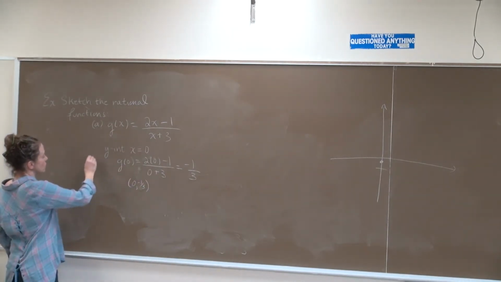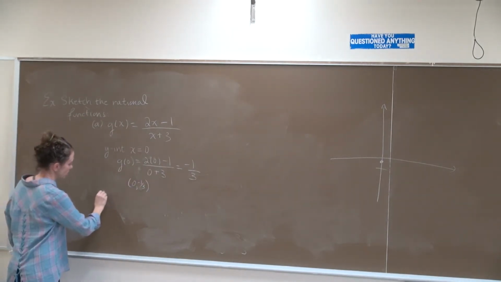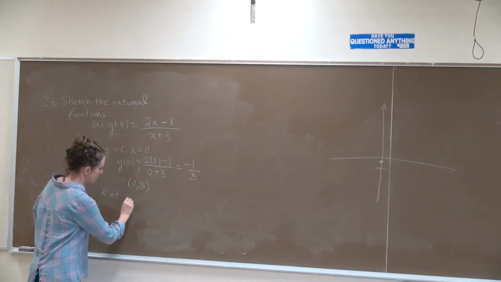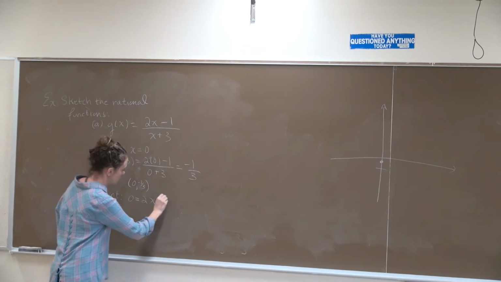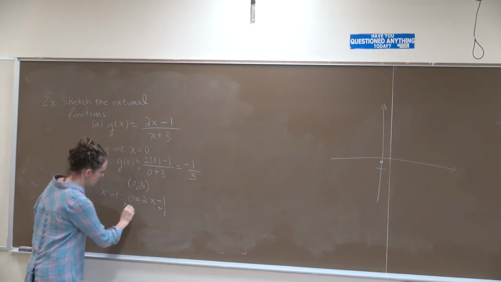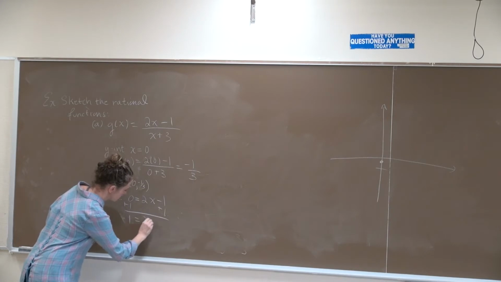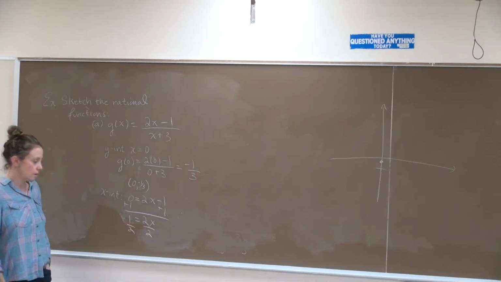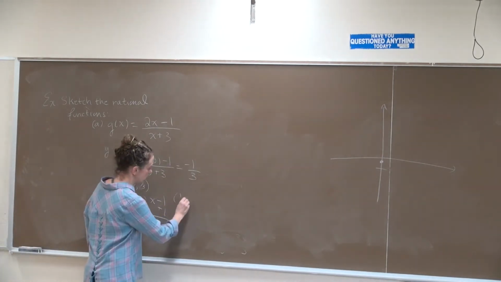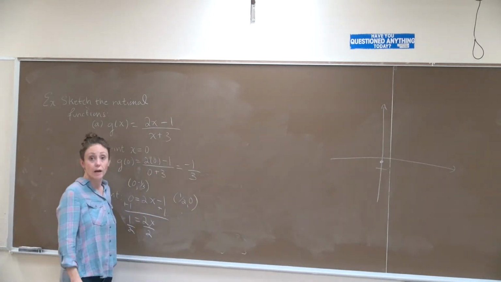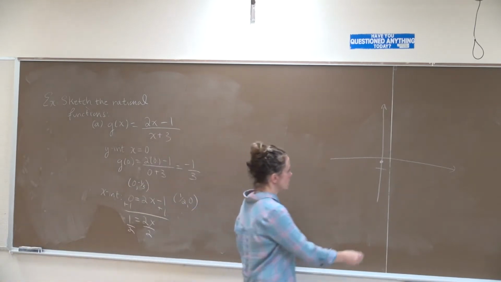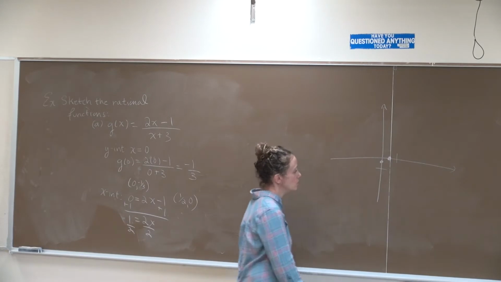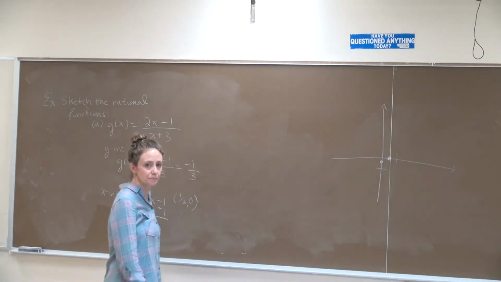Okay, so for the x-intercept, that's going to give us the zeros of the numerator. We get 0 equals 2x minus 1. Add 1 to each side, divide by 2. So we have an x-intercept at 1/2, which means the ordered pair 1/2, 0 is going to be on our graph as well. Let's graph that ordered pair. So here's 1. Oh, this is a convenient point. Here's 1/2. So here's 2 points that are on our graph already.